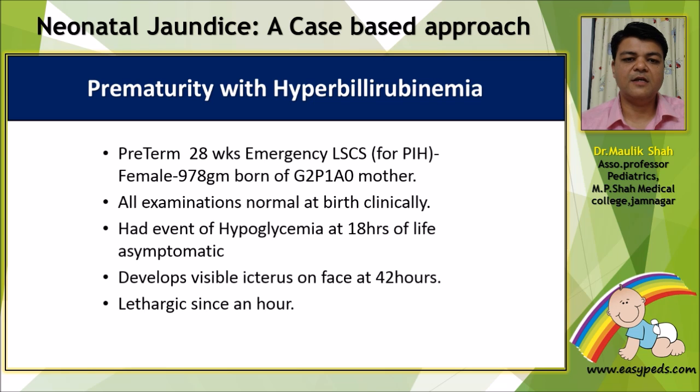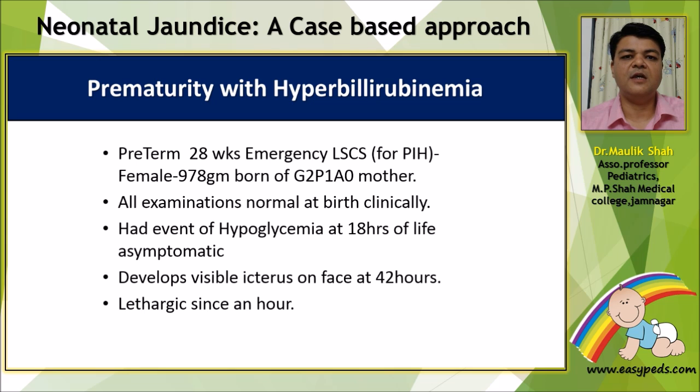A very special thing which we need to know about is prematurity. Prematurity with hyperbilirubinemia. Here we will discuss one case of a preterm baby. A preterm 28-weeker was born by an emergency lower segment cesarean section for a mother having pregnancy-induced hypertension. This female, born at 978 grams to a second gravida mother, was normal clinically at birth and had an event of hypoglycemia at 18 hours of life, but she was asymptomatic at that time.